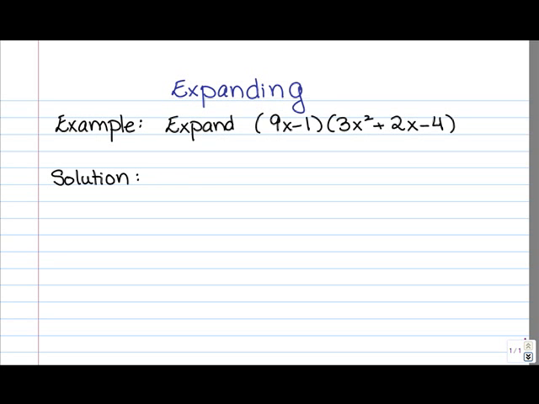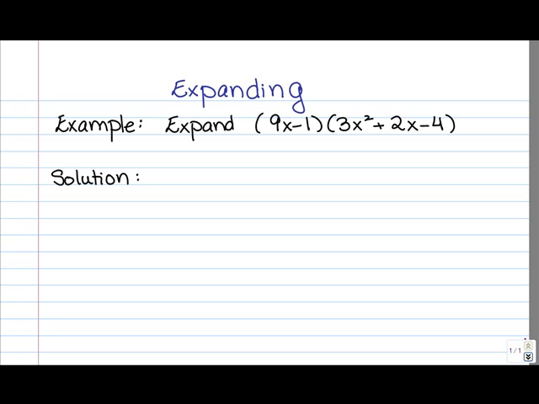What you're going to be doing is making sure that all of the terms in the first bracket multiply all of the terms in the second bracket. So in other words, the 9x has to multiply the 3x squared, the 2x, and the negative 4, and similarly, the negative 1 has to multiply the 3x squared, the 2x, and the negative 4.